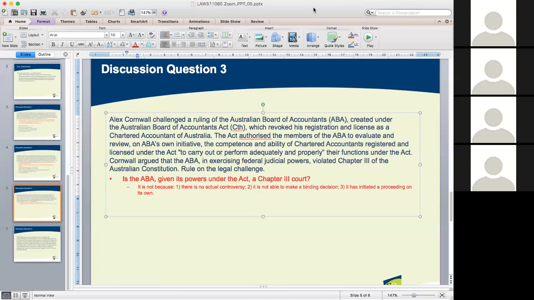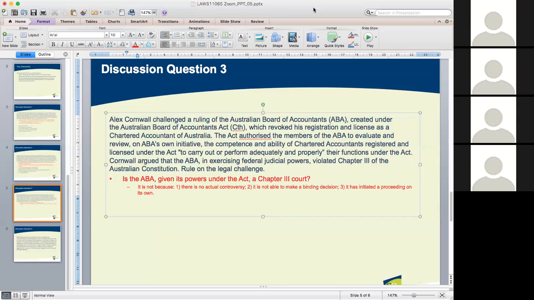So what we're doing here is we're trying to look at some of the powers. We're trying to identify what the powers are, because by looking at the powers, you're then able to determine whether or not this is a court. Okay? So you're trying to determine, is this a Chapter 3 court? And the way you're doing that is by looking at its powers. You can also look at it from the viewpoint of how it was constituted. But in this case, we're trying to determine whether or not this is a Chapter 3 court on the basis of its powers.